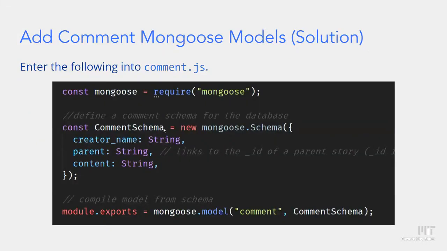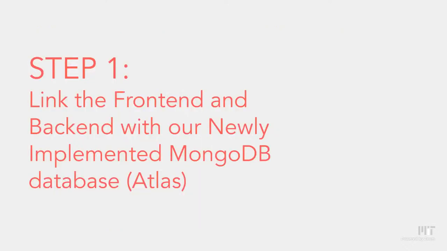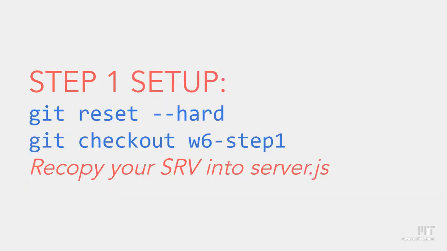So again, this is the code you want to end up with. Moving on, the next step is to connect our front end and back end with our newly implemented MongoDB database. If everyone can catch up by running git reset --hard, git checkout workshop 6 step 1. And if you have your own SRV, do recopy it into server.js. If not, I believe our own SRV should already be in there.